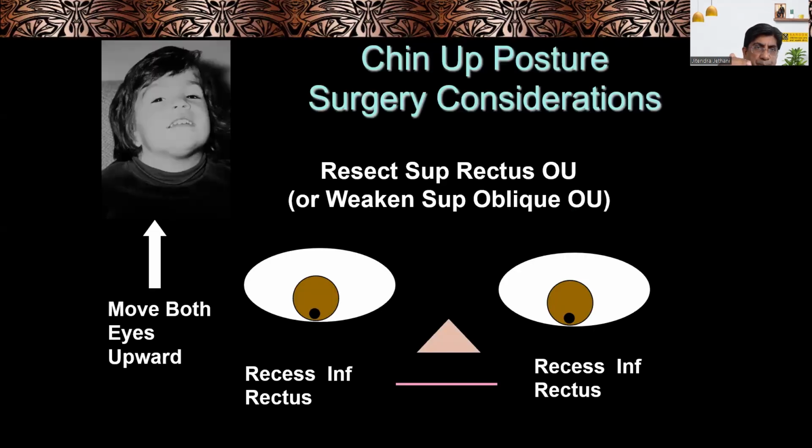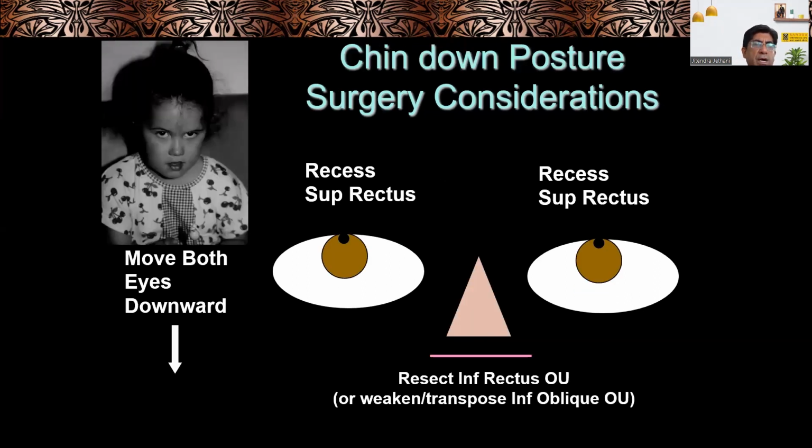So in chin up posture, the null zone is in the down gaze. So basically, if the null zone is in the down gaze, you have to elevate the eyes in such a way that the null zone which is in down gaze comes in the primary position. So you will be recessing the inferior rectus of both the eyes, and you can resect the superior rectus of both the eyes. And for chin down, you will do the other way around.